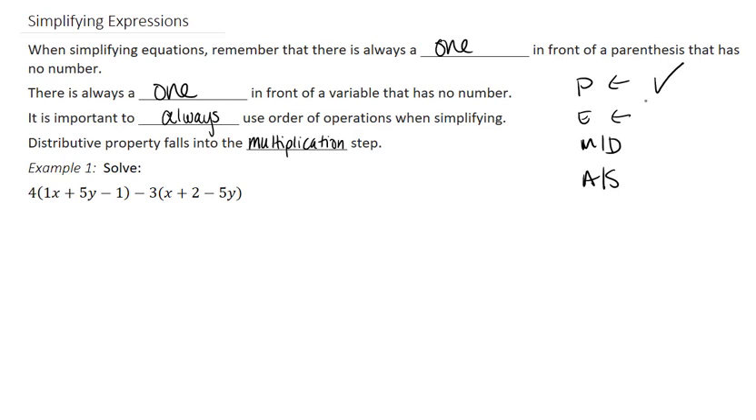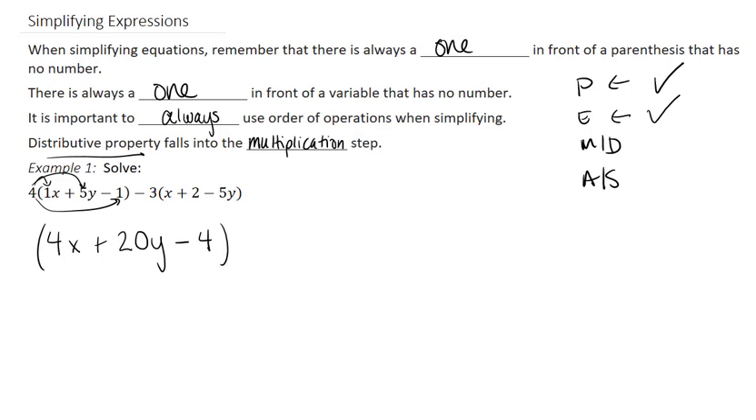Then we look at exponents. We see we don't have any, so that's also done. Now we know we need to do multiplication or division, and we know distributive property falls into the multiplication step. So we can go ahead and take this 4 and multiply by each term inside. So let's deal with the first term, 4 times 1x. 4 times 1 is 4, and then we have x. 4 times 5 is 20, and then we have y for the variable, and then 4 times 1 is 4, and we have a negative sign in front of it. So we can now leave that inside parentheses.